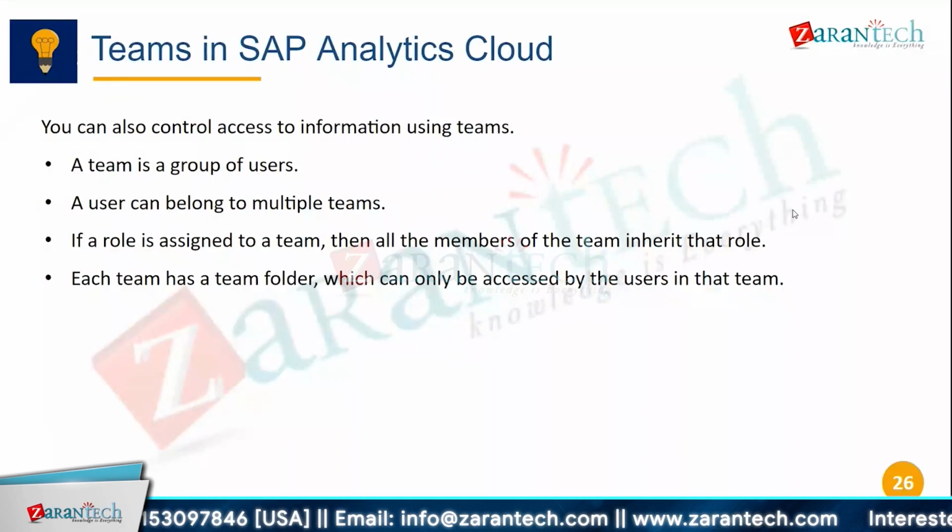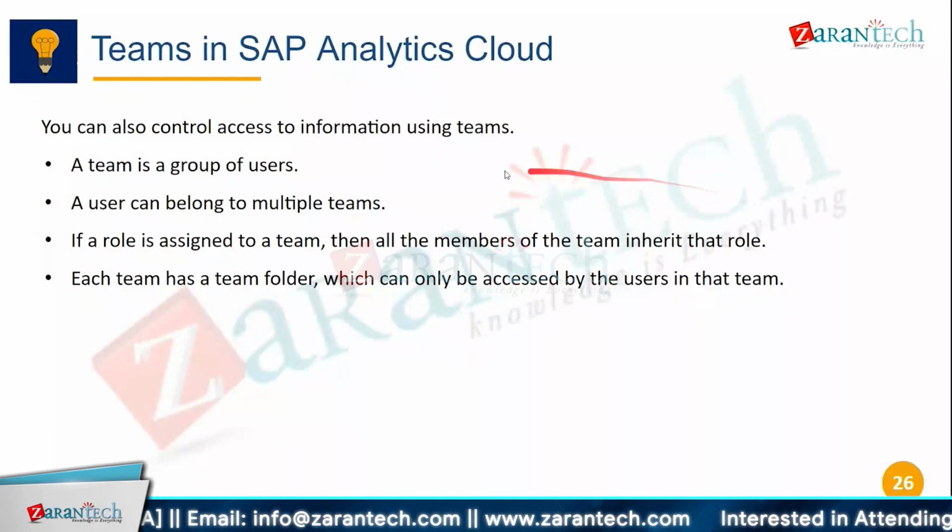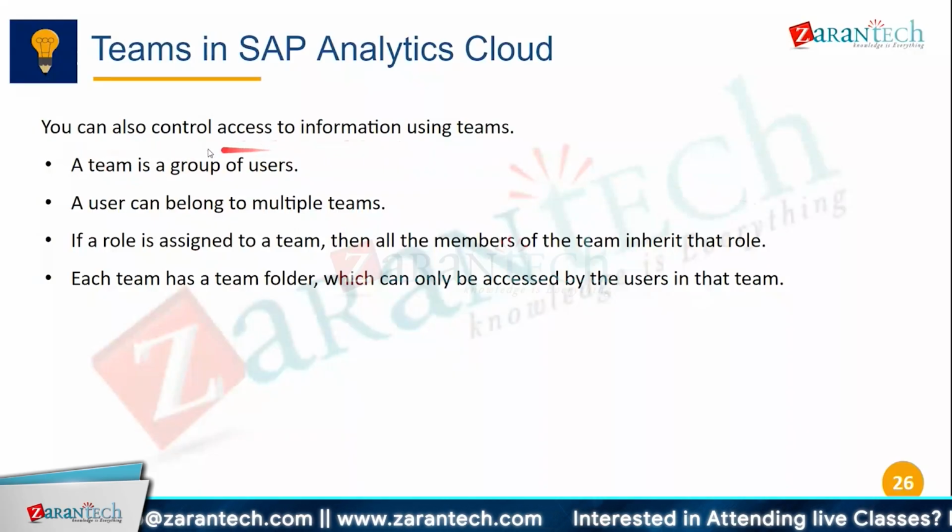So next is called teams. So what is a team? Basically, a team is a group of users. You can control the access information using teams. So a team is a group of users. A user can belong to multiple teams.